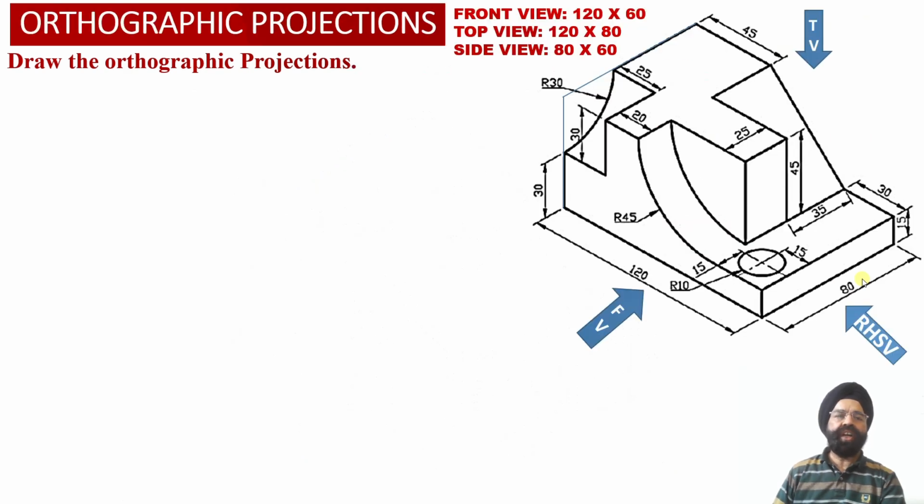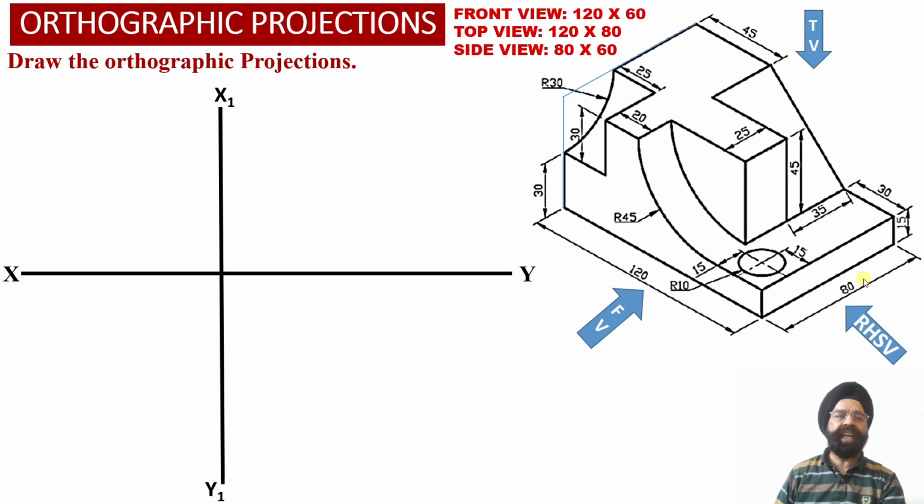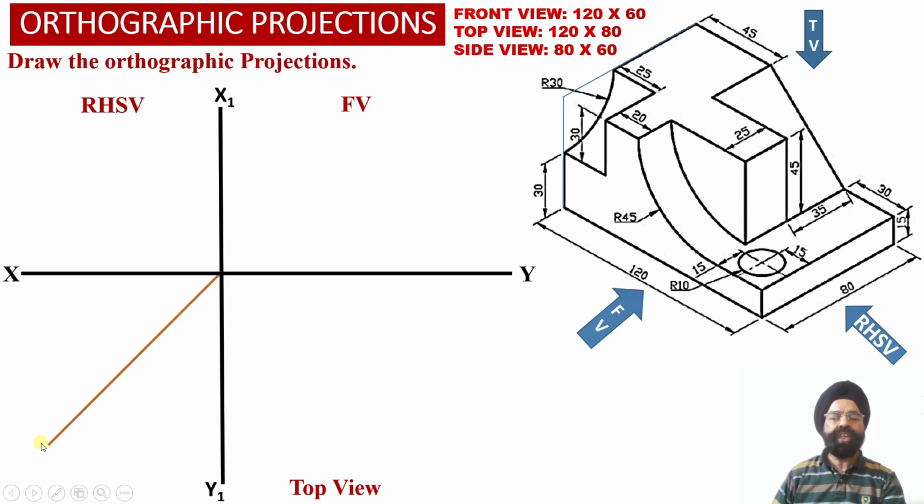Now, in order to obtain the orthographic projections of the solid, we are going to draw the XY reference line, the X1 Y1 reference line, and a transfer line originating from the intersection of the XY reference line and the X1 Y1 reference line, inclined at an angle of 45 degree with respect to the XY reference line. This transfer line we are going to use to transfer the distances along the depth of the solid into the top view projections and the right hand side view projections.